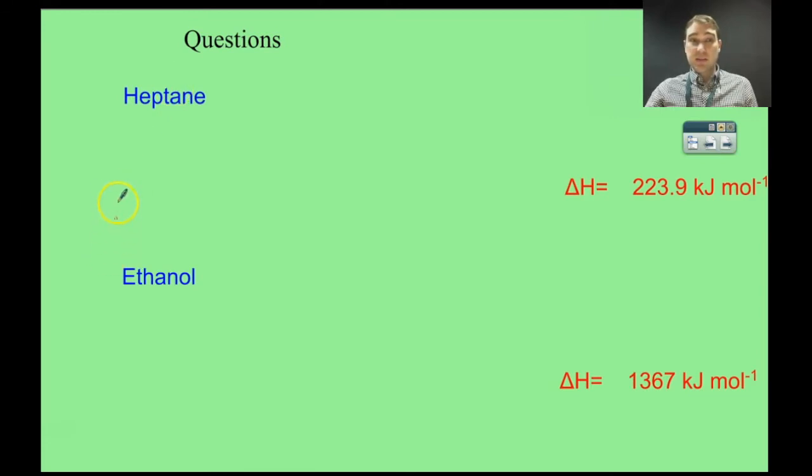Let's do some examples now. So we're going to start with heptane. Now, off the top of my head, I can't remember how many hydrogens there are in heptane, but I know how many carbons there are. There's 7. So I'm going to draw it first. 1, 2, 3, 4, 5, 6, 7. Put in my hydrogens. 1, 2.